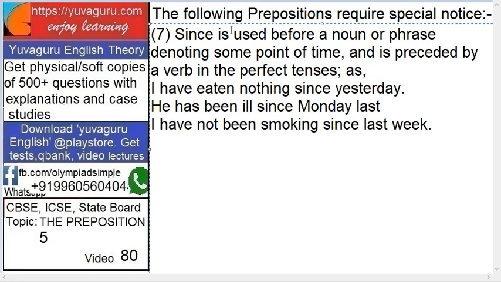Next, since is used before a noun or a phrase denoting some point of time. Remember, since is used when we are denoting some point of time. Means when I was studying over there, that is where since is used, right? And it is preceded by a verb in a perfect tense. Preceded means what? Proceeded means next, and preceded means back, right? It is preceding this word. So it is at the back.